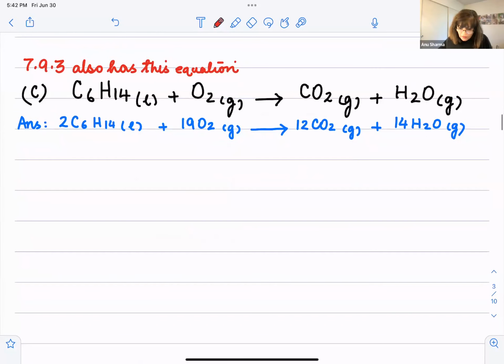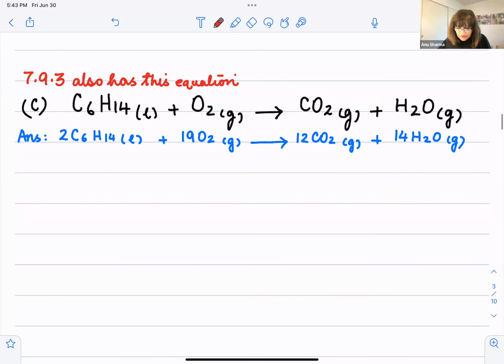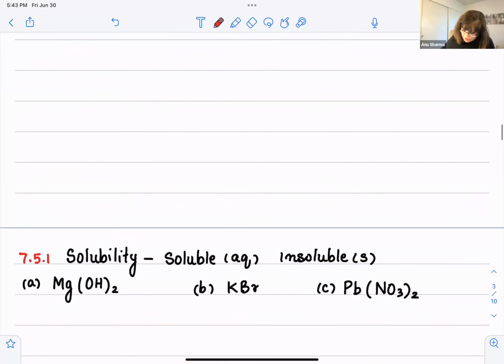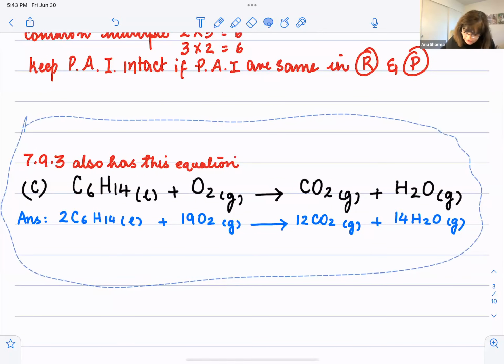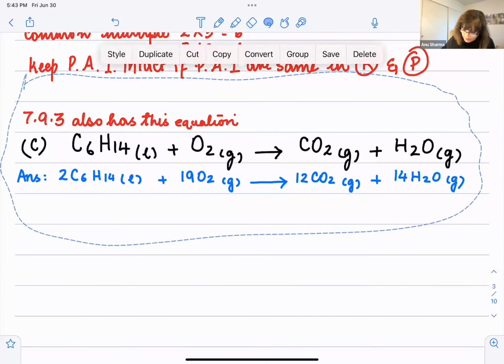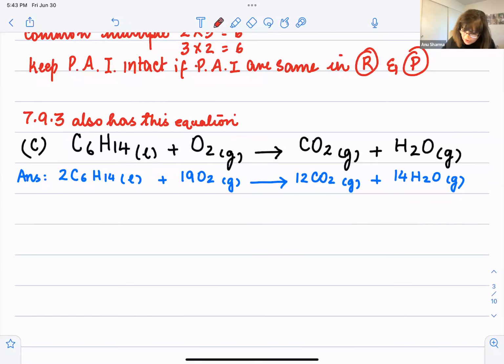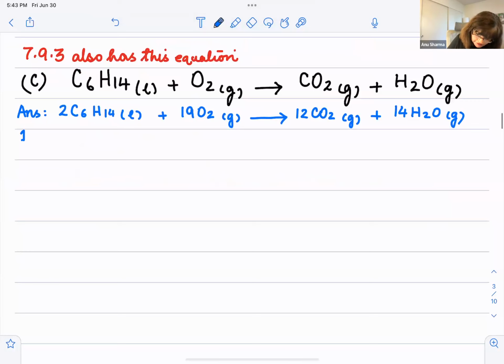Next, this problem was also in the 7.9.3. Okay. So let's do this. Same thing. This problem was same in that chapter. So let's do this in the last section. Same story here also. We are going to first balance carbon. Second step, balance hydrogen.